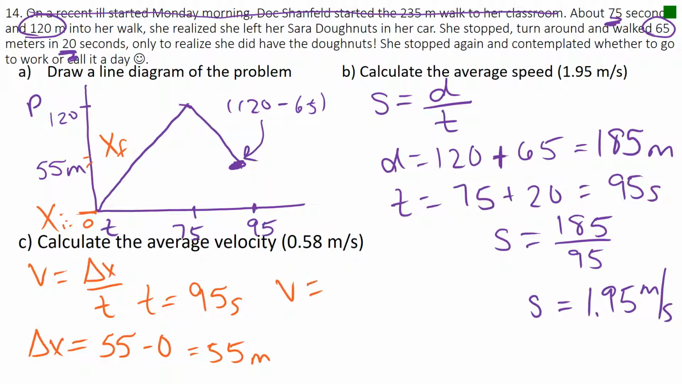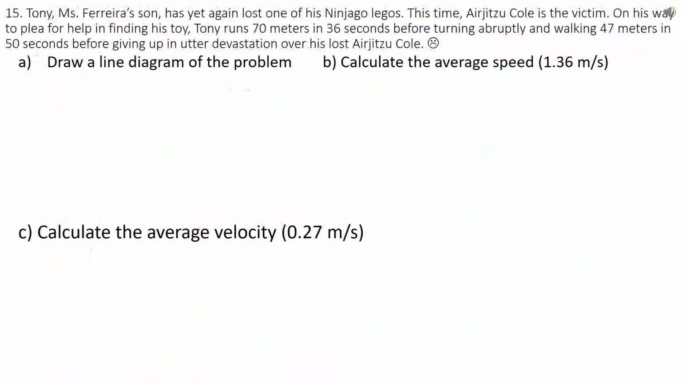So V is equal to 55 divided by 95, which is equal to 0.58 meters per second. Okay, so that's good. And then we have one more of these to do before we do something else.